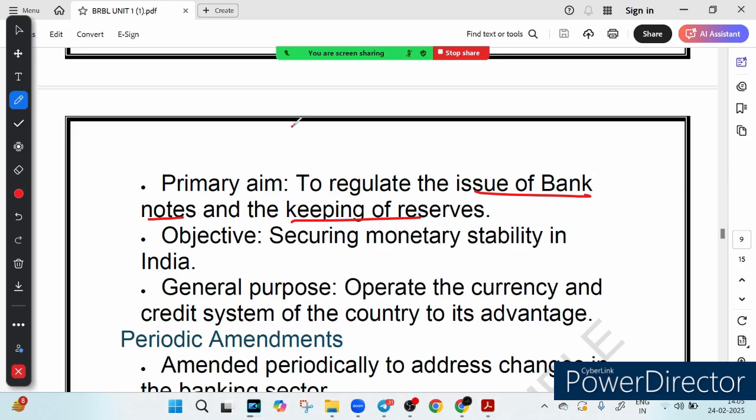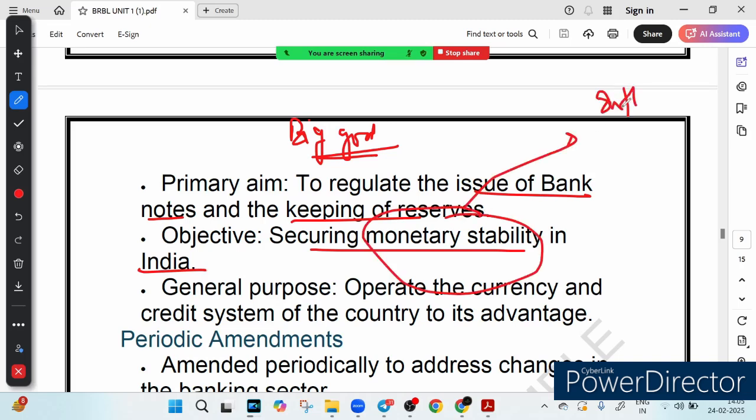So what is the big goal of this act? It is to help achieve monetary stability in the country, securing monetary stability in India. Meaning controlling inflation, keeping the currency strong. So whenever I say this word monetary stability, it means we are keeping inflation under control. It means we are keeping our currency strong, and making sure that the banking system does not go out of control.